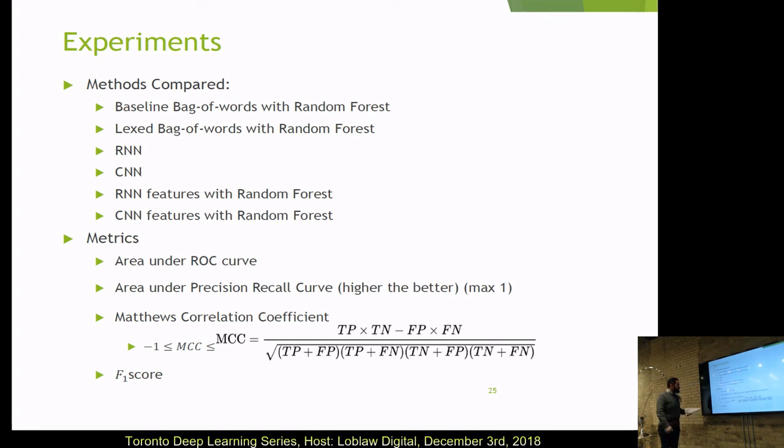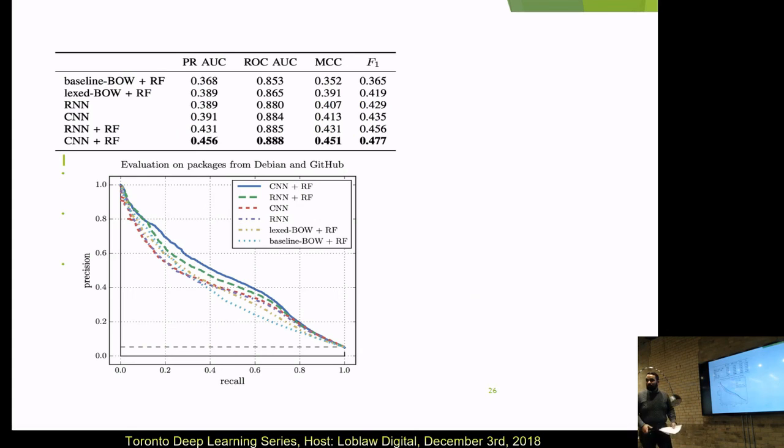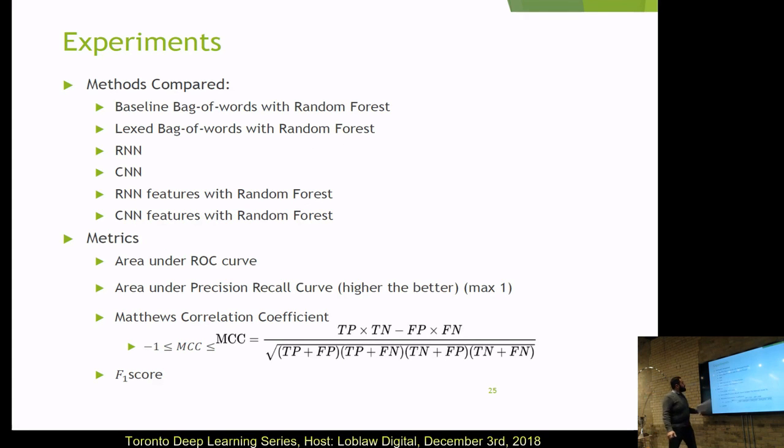So they use this as well, and the F1 score. But Alex, what's the lexed bag of words? So they do a bag of words representation, but they don't look at individual keywords. They just look at lexical classes, I guess. Oh, okay. But if you want to add to that.